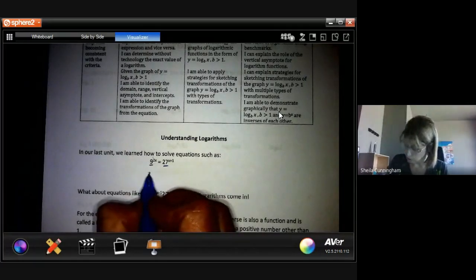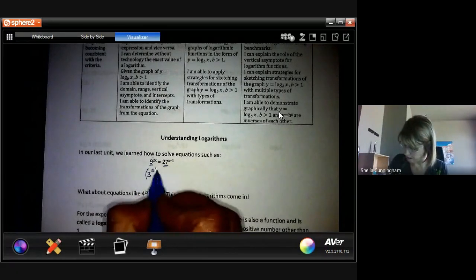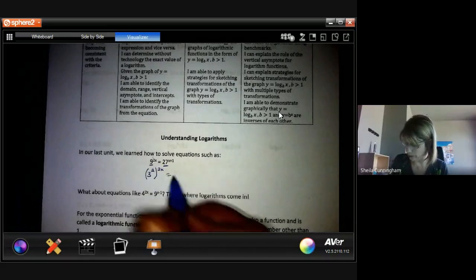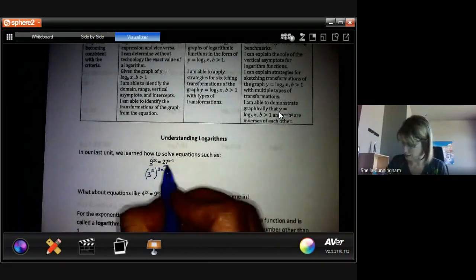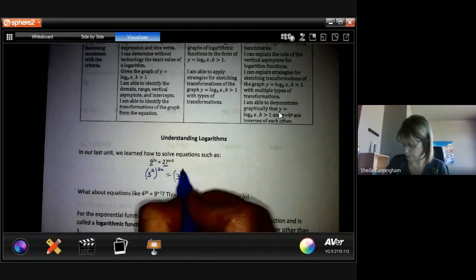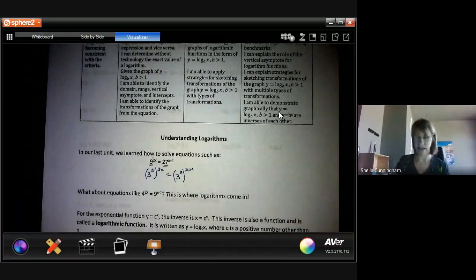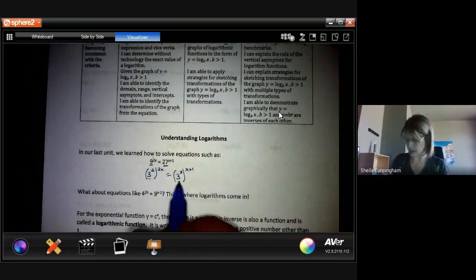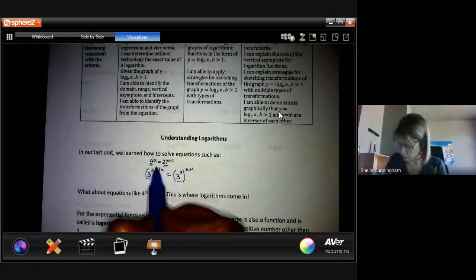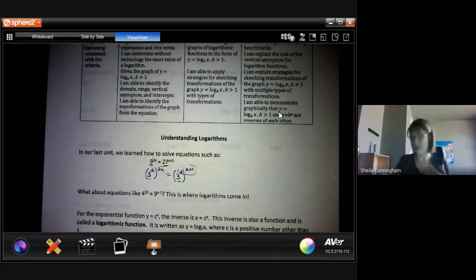So in this instance, we would have taken the 9 and converted that to 3 squared, all to the power of x. And then the 27, we could have rewritten as 3 to the power of 3, all to the power of x plus 1. And then because we had our bases the same, we could focus on these exponents, because if our bases were the same, then our exponents were equal.